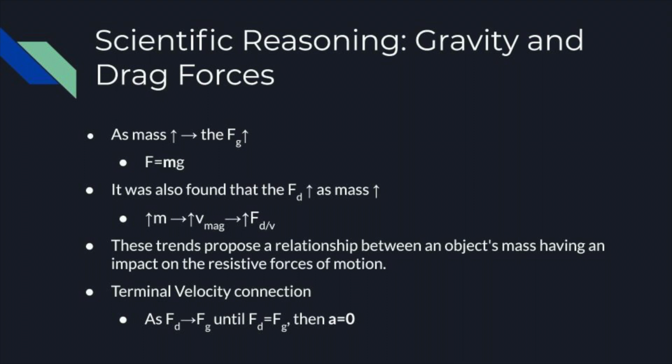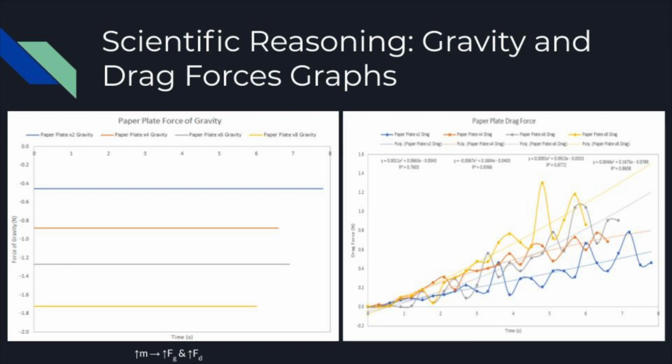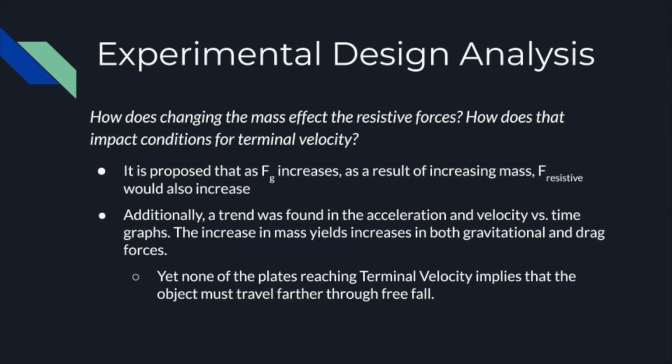In connecting these concepts to terminal velocity, the object will reach terminal velocity as drag reaches the value of gravitational force. If an object's mass increases, both gravitational and drag force will increase. However, none of the trials conducted reached terminal velocity. This implies that the objects need more distance in freefall to reach the terminal velocity in this fluid. Through trends identified, the increase in mass caused increases in both gravitational and drag forces. The reason an object of greater mass might not reach terminal velocity faster than their lighter counterparts, despite having greater gravitational force, is due to the simultaneous greater impact of resistive forces.